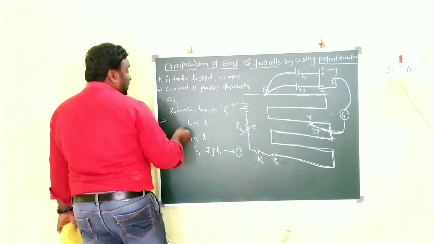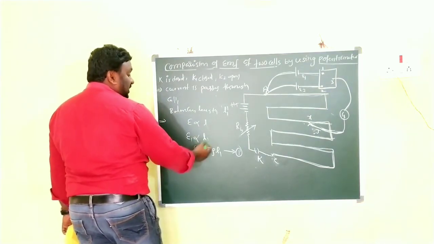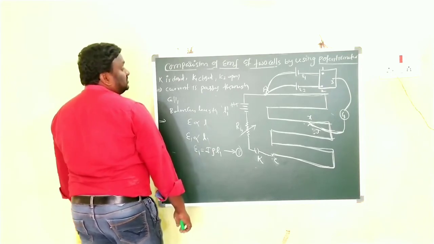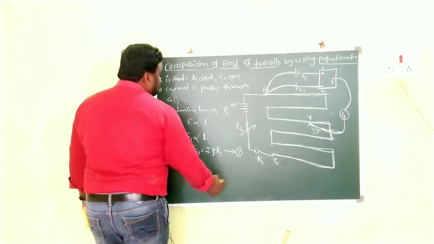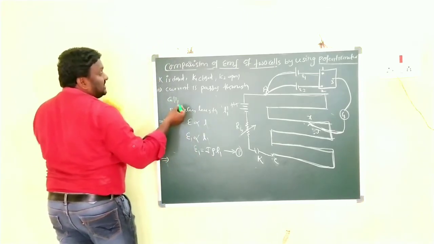Then, according to the working principle of potentiometer, we write epsilon 1 is proportional to L1, and epsilon 1 is equal to I rho L1. Equation number 1. After that, children, now here we have to change the terminals like this.